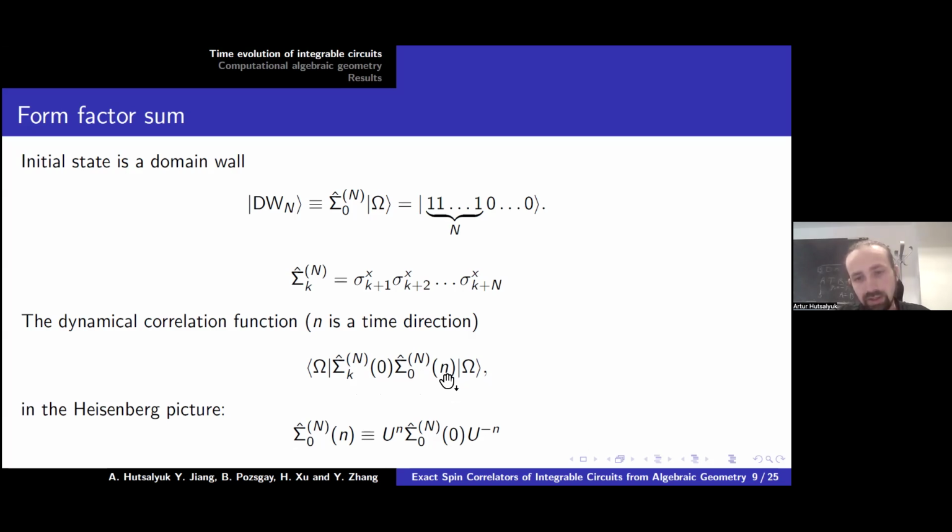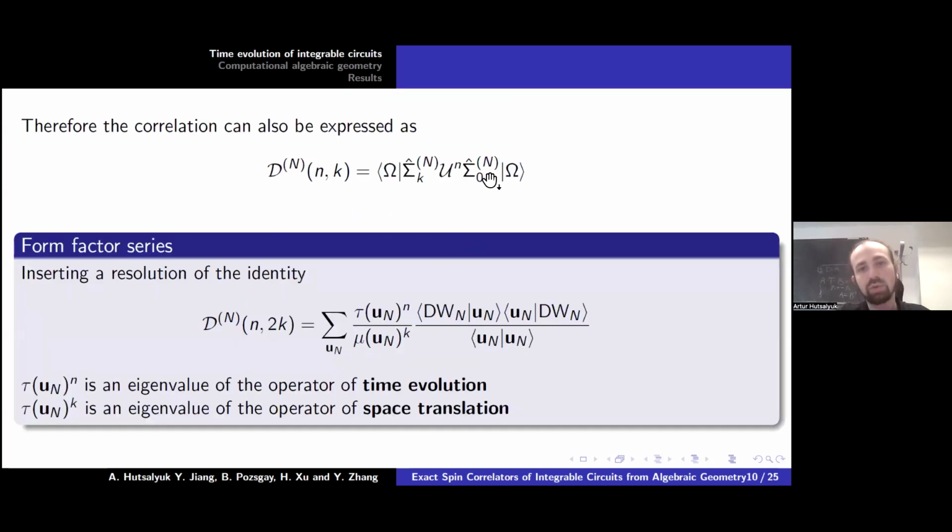And what does time n mean? Time for us, as you remember, is the vertical direction. Its propagation in time is given by this double row transfer matrix. And this means that we switch to the Heisenberg picture. So at the very end, we want to compute this expectation value.